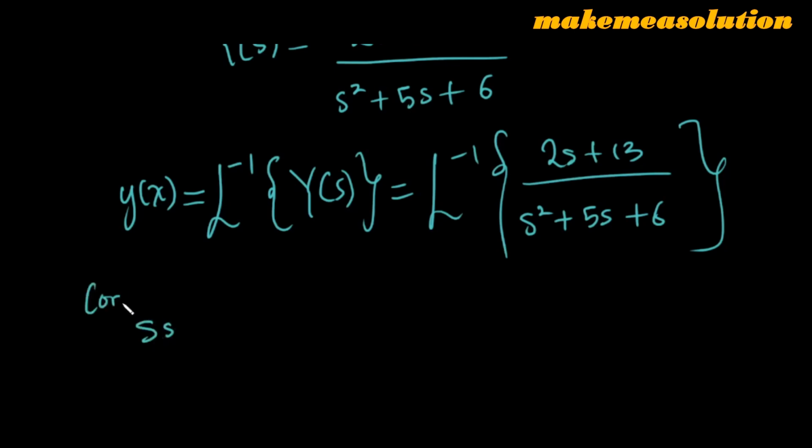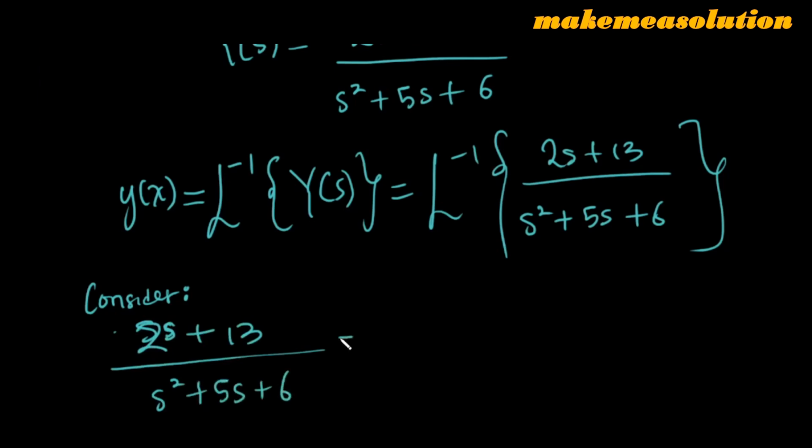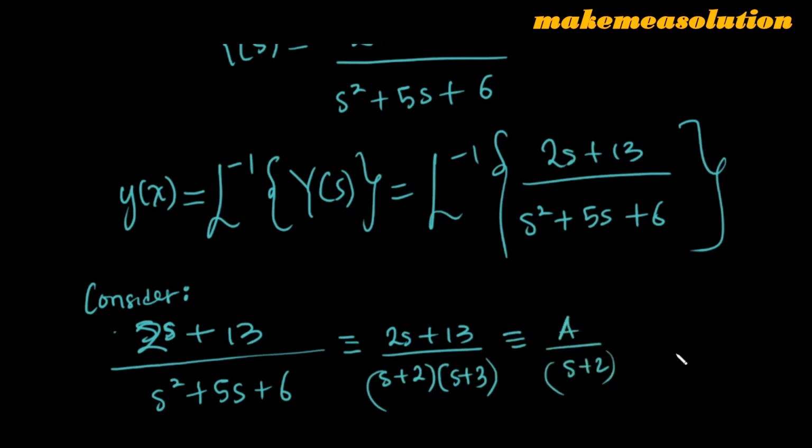So let's consider (2s + 13) divided by (s squared + 5s + 6). It's still equivalent to (2s + 13) divided by, looking at this one, it's easy to factorize into (s + 2) and (s + 3). Is that okay? And this will now decompose to A all over (s + 2) plus B all over (s + 3), like this. So I hope we are all on track.